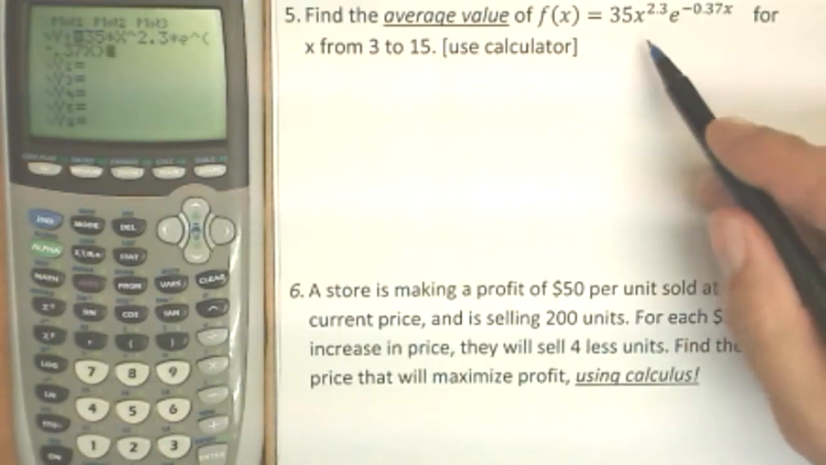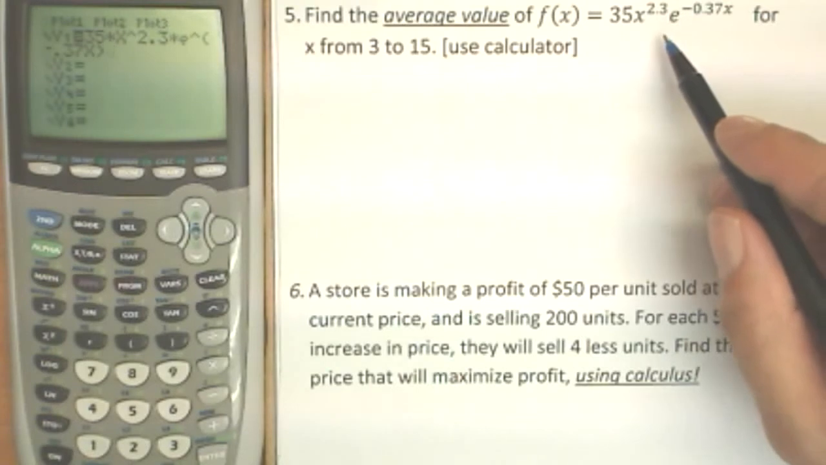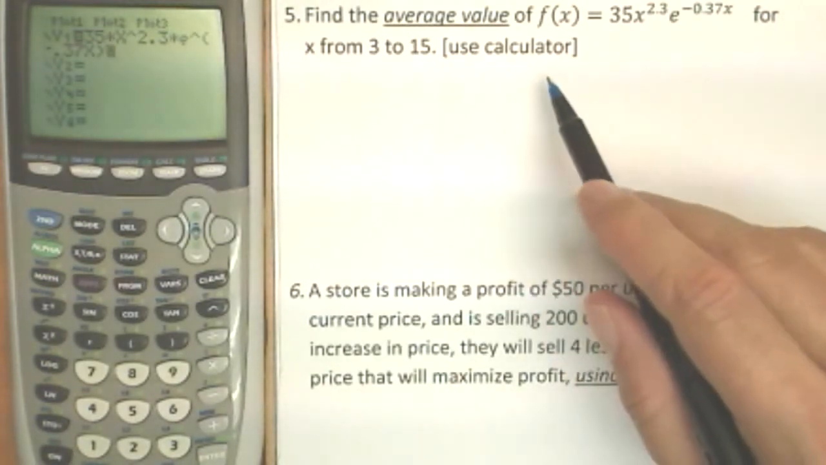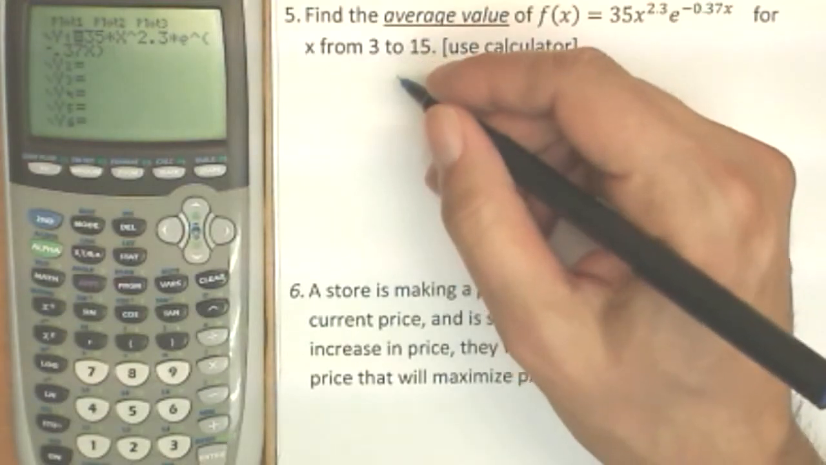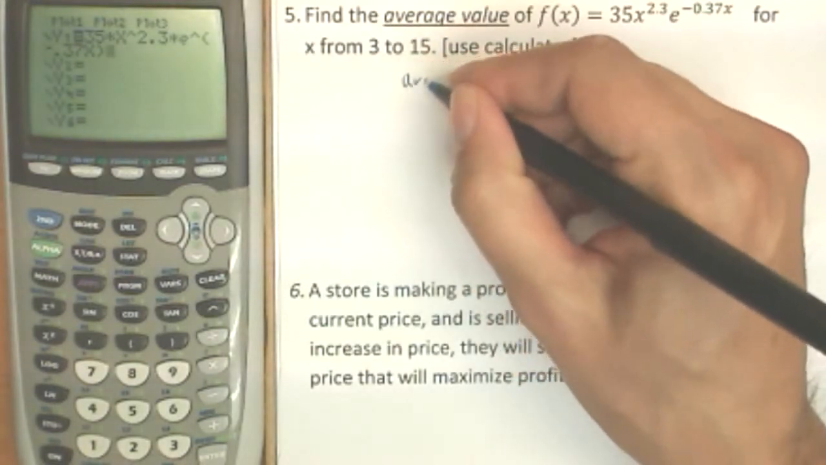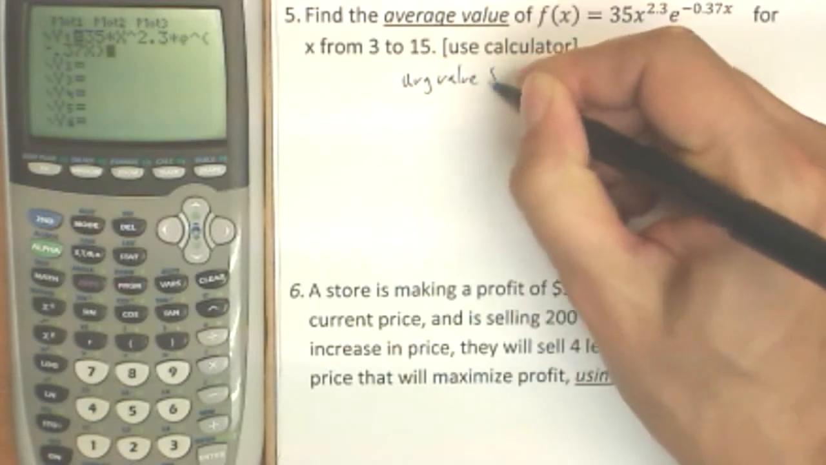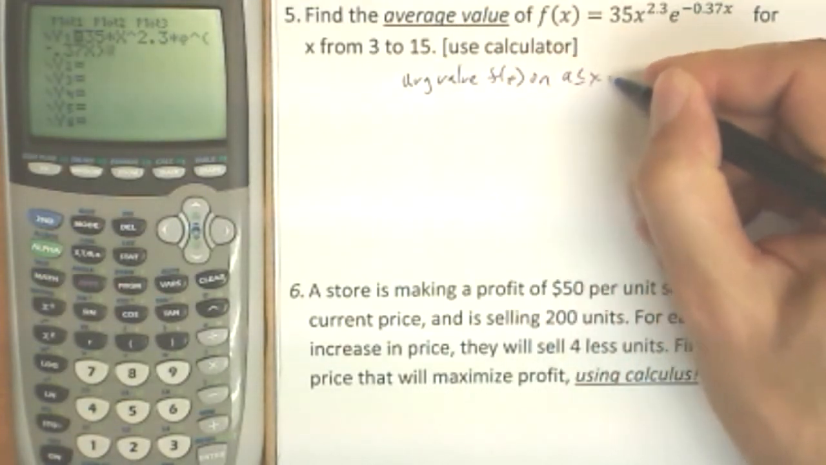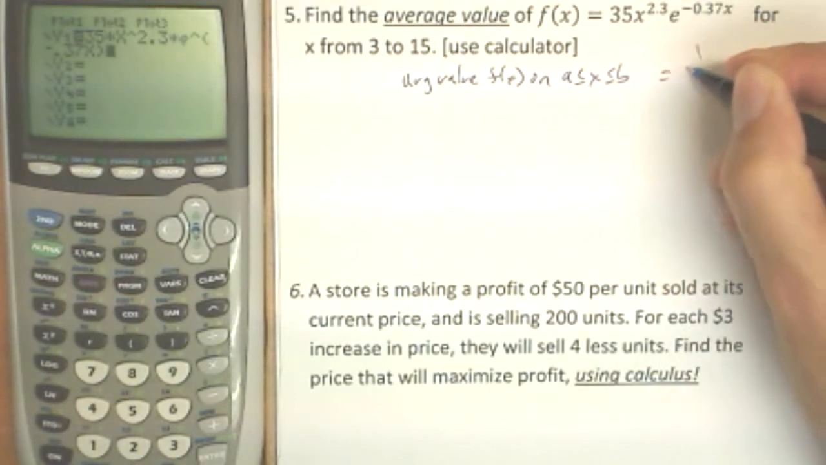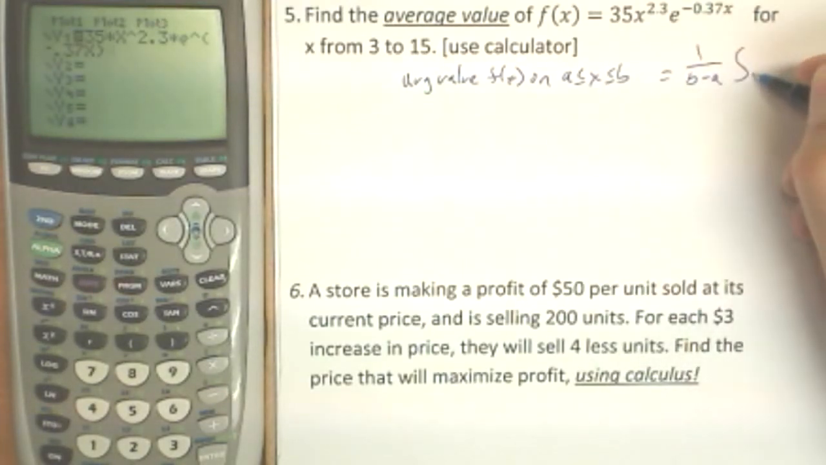And in fact, there isn't an easy substitution. This one might be doable by integration by parts, but I'm going to follow the hint and use the calculator. So we need to know what average value is, and I'm going to review that momentarily. The average value of a continuous function f of x on a to b is equal to 1 over b minus a times the integral from a to b of f of x dx.